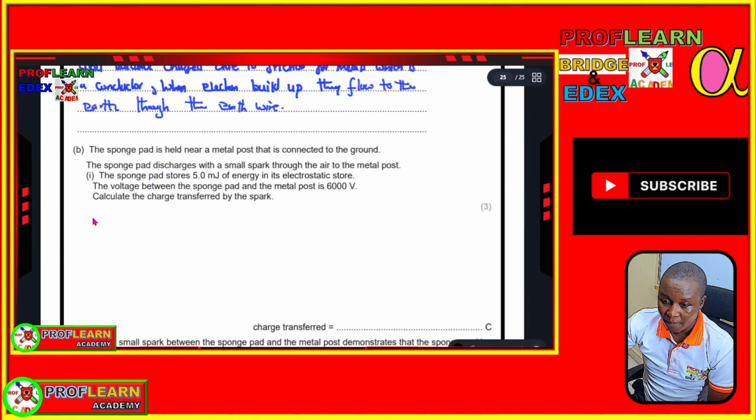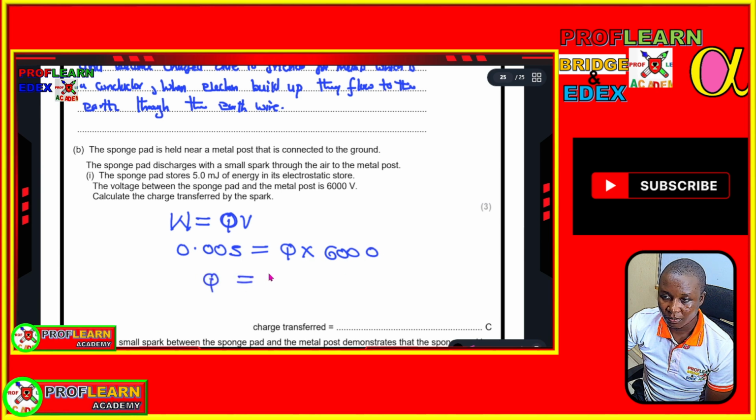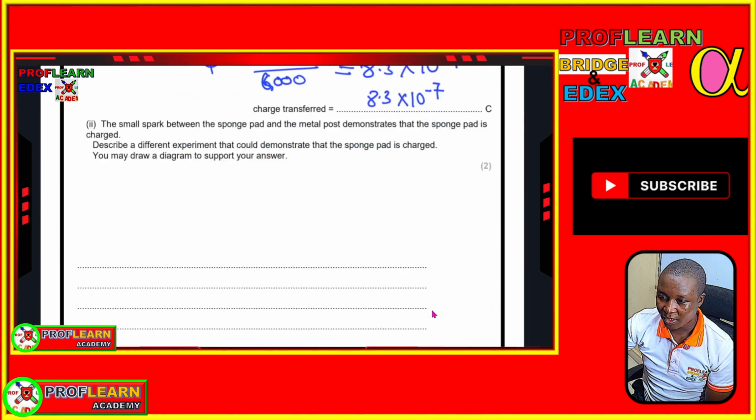Right. Then you also need to remember the formula for energy. Energy is equal to work. Energy is equal to charge times voltage, and if you use that particular formula, we are going to have 8.3 times 10 raised to power 7.